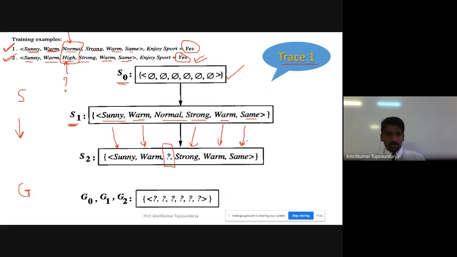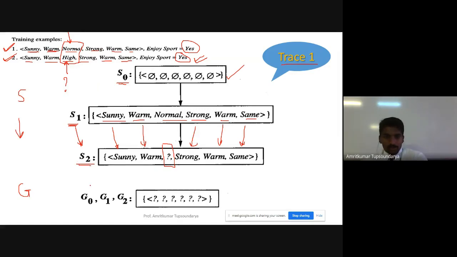So what is the conclusion? The conclusion here is that we have made one more specific hypothesis which is comparatively less specific, or comparatively more general, than the previous hypothesis S1, and our original initialized hypothesis, which was S0. So compared to S0, S2 is more general, and compared to S1 also, S2 is more general than S1.